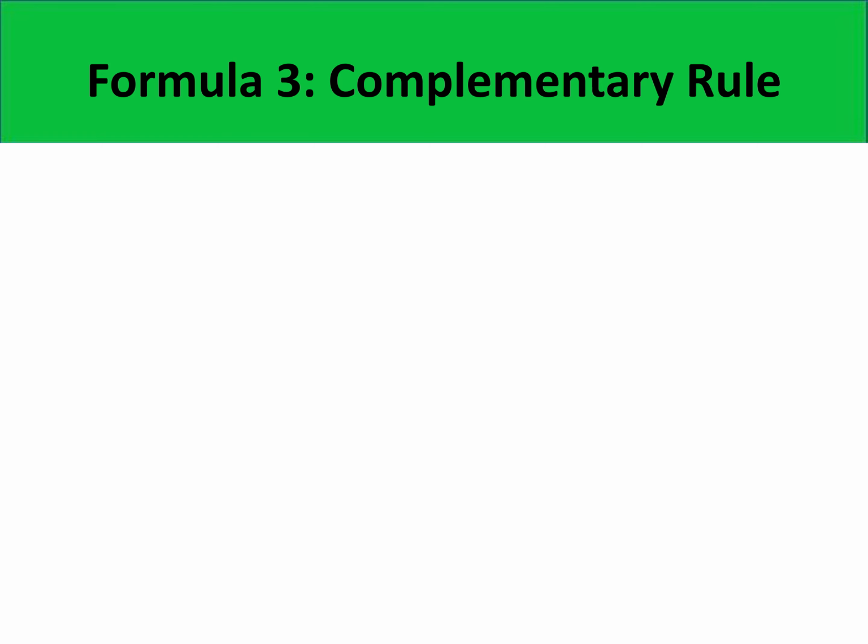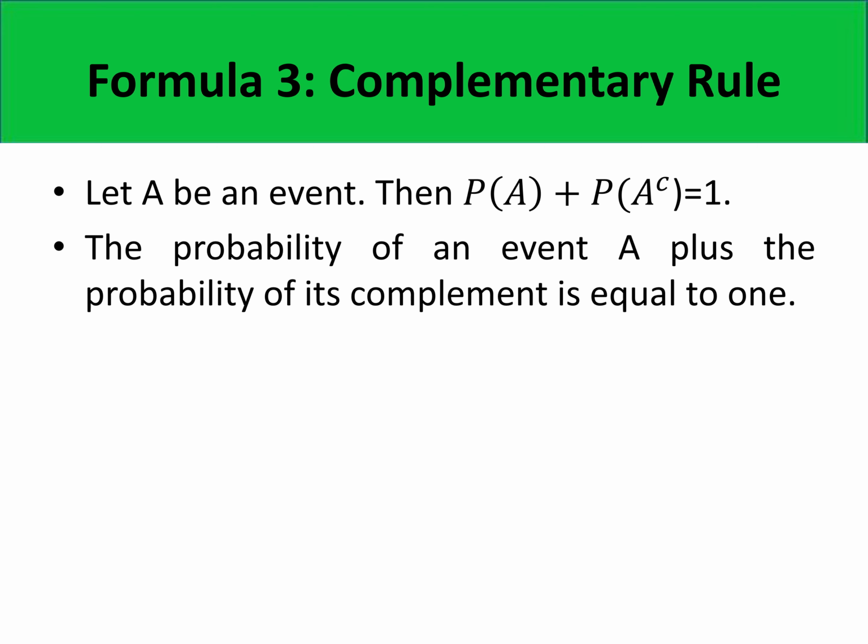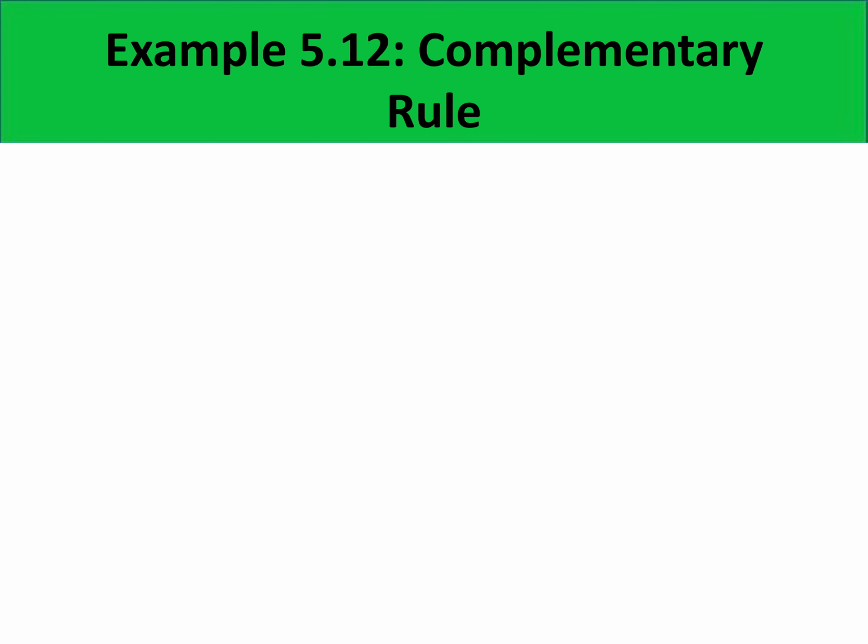The third formula in probability is the complementary rule. It states that the probability of an event A plus the probability of its complement is equal to 1. Let us illustrate the complementary rule.